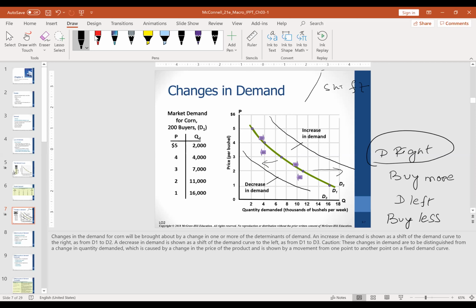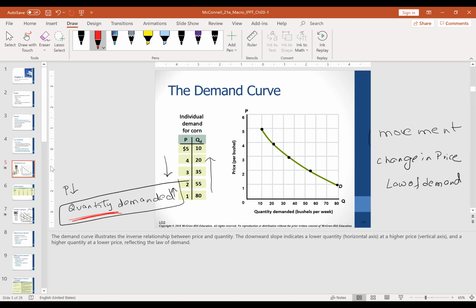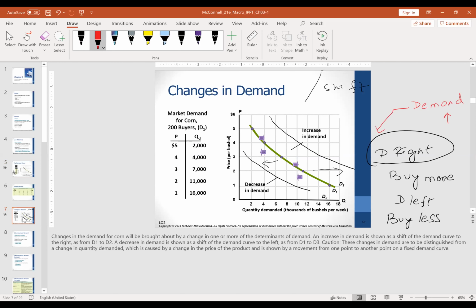For this one, I will use the word which says demand increases. I will not use the phrase quantity demanded increases like I did over here. When we are moving along, we say quantity demanded changes. When we are shifting, we say demand increases. And when the demand curve shifts to the left, we are going to say that demand decreases.